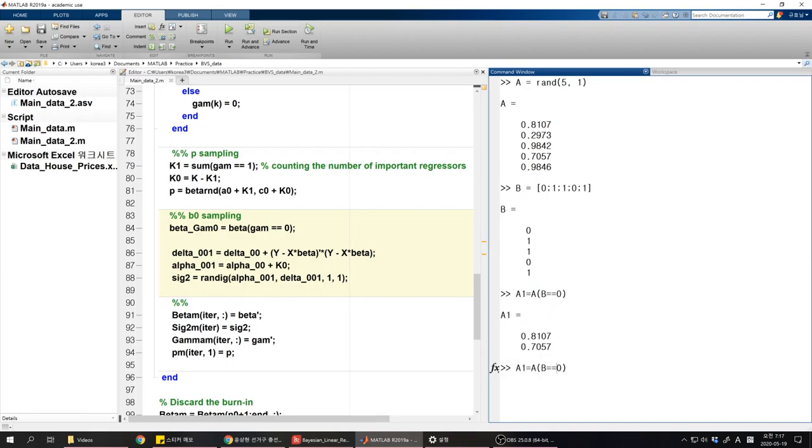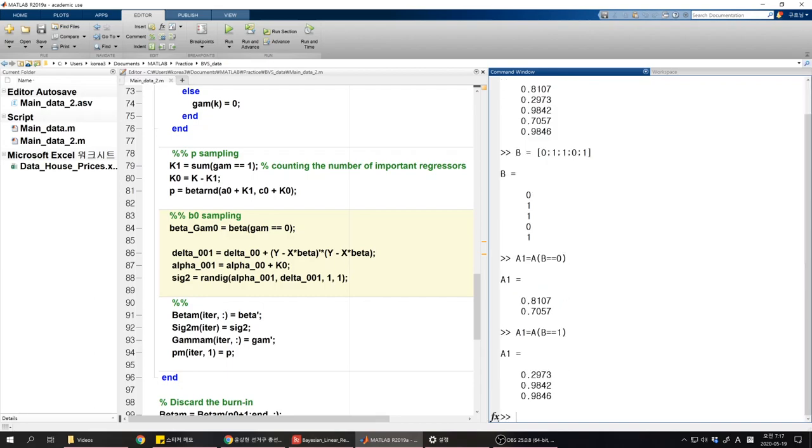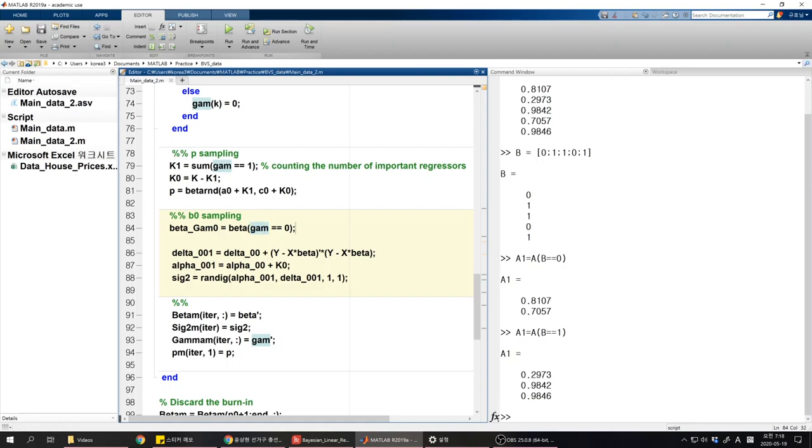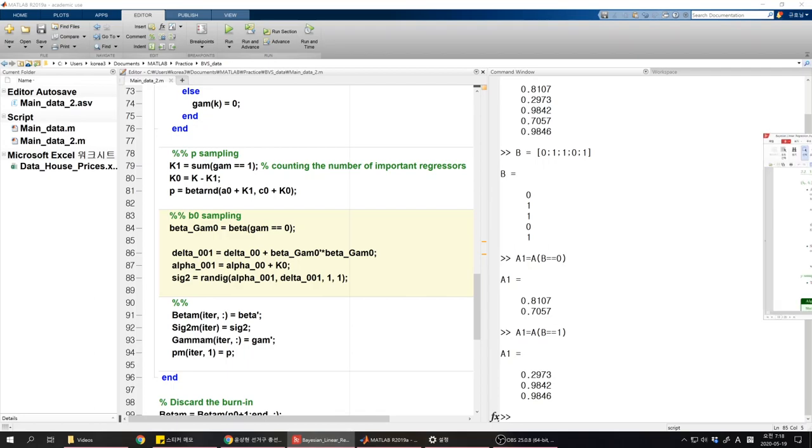And similarly, if we put equal 1, then when this statement is true, we get the second, third, and fifth, so here the second, third, fifth values are defined by A1. Same for here. Right, and now we are going to replace residual by beta gamma 0. Let's compare with this algorithm.